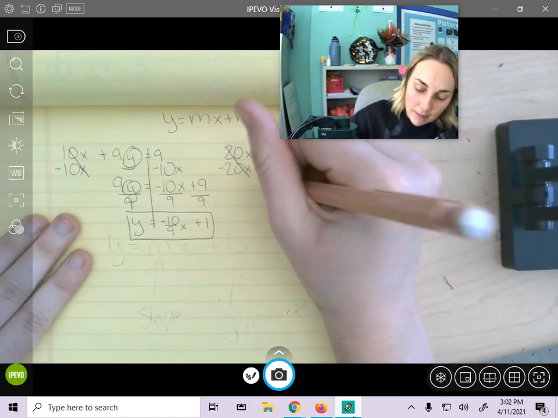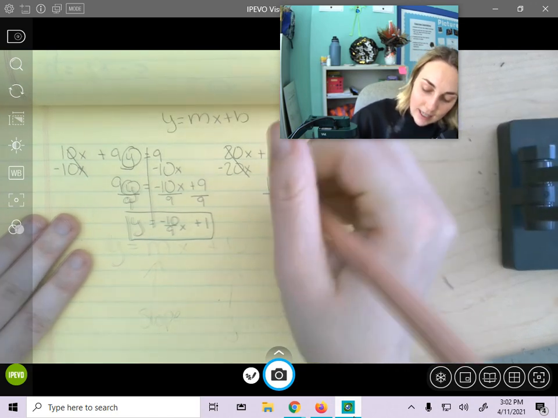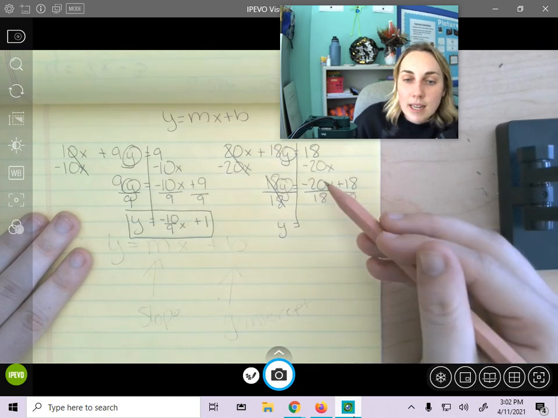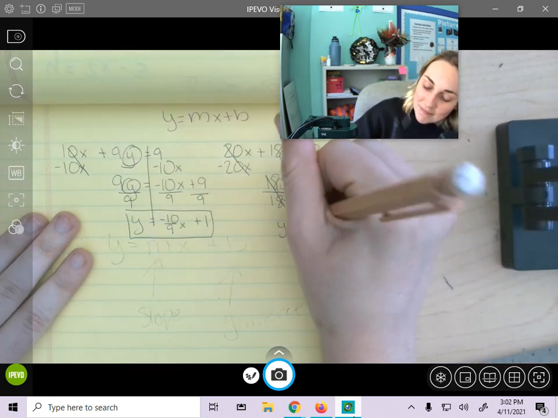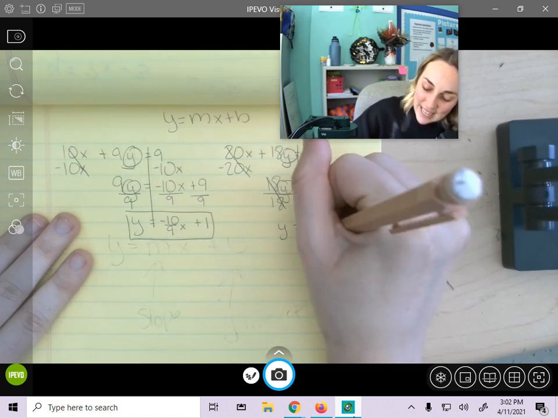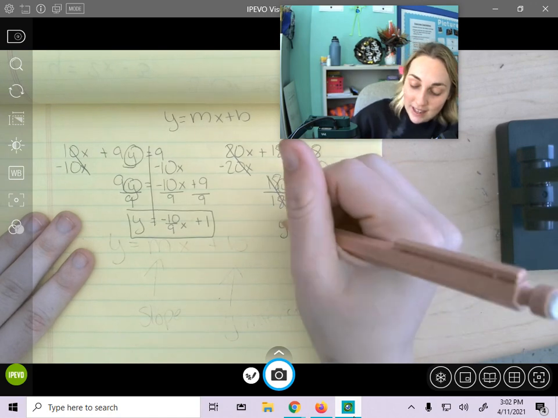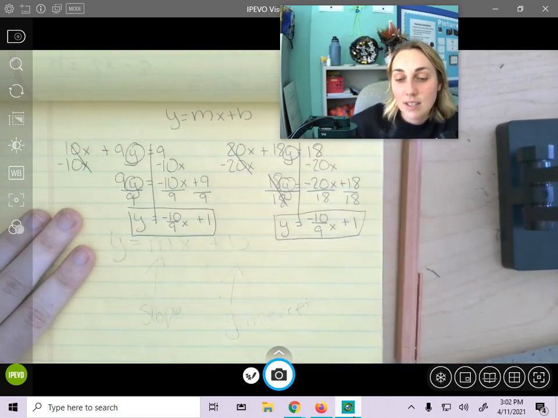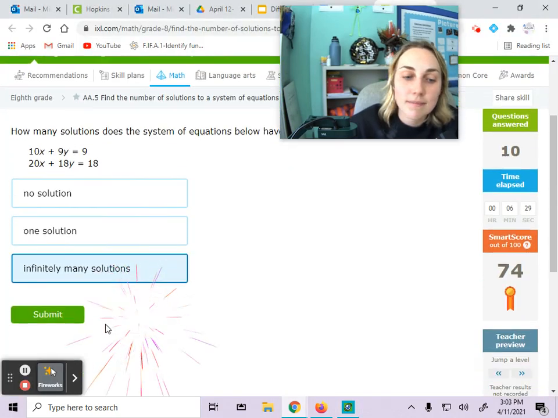Now, I need to get y by itself, so I'm going to divide everything by 18 to get it into its final form. These cancel out, they're opposites. Negative 20 divided by 18 can be reduced to, you guessed it, negative 10 over 9x, and then 18 over 18 is going to give us a plus 1. So guys, these lines are the exact same. That means we're going to have infinitely many solutions.